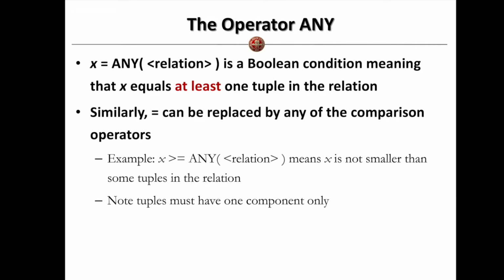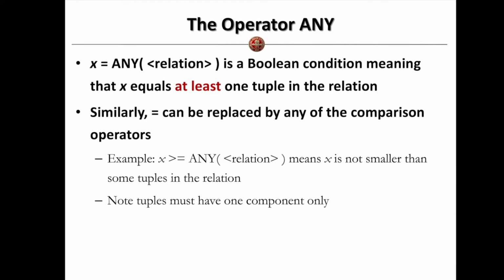The any operator is also a comparison operator. It compares a tuple versus a relation. It is a Boolean condition, meaning this x equals at least one tuple in the relation. We can use x equals any with a relation, right? It means this x equals at least one tuple in the relation. And this equals can be changed to some other comparison operators. We can use larger than or no smaller than, or some other operators.